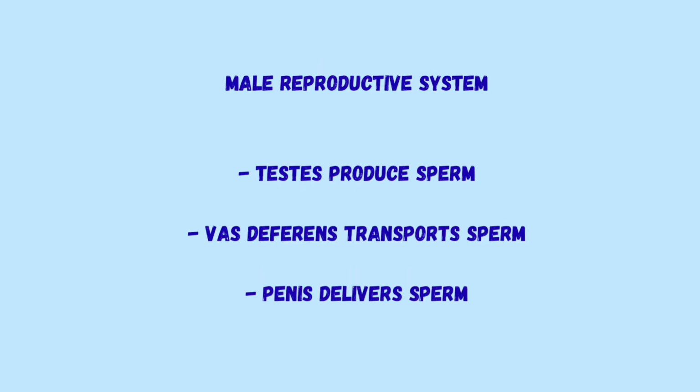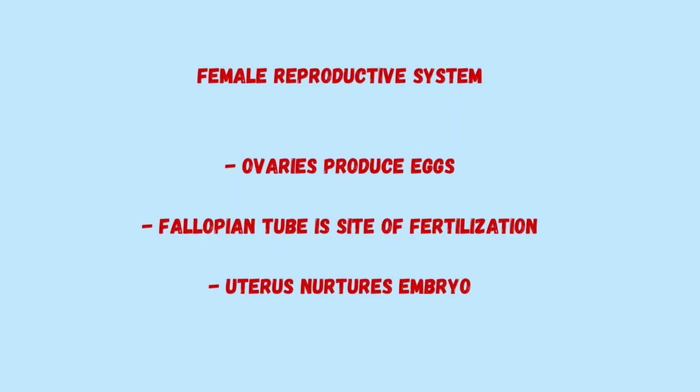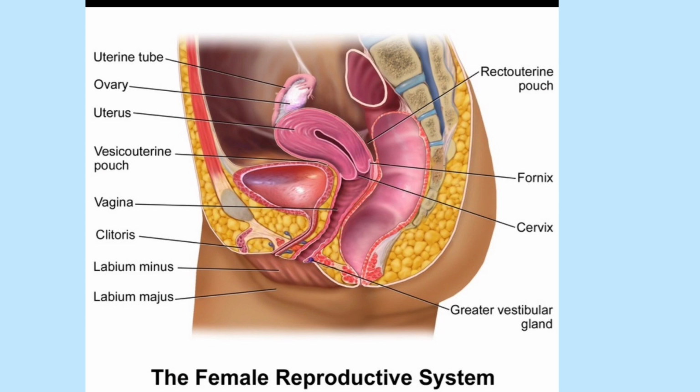Next is the male reproductive system. Testes produce the sperm. Vas deferens transports the sperm and penis delivers the sperm. Now the female reproductive system. Ovaries produce eggs and the fallopian tube is the site of fertilization. The uterus nurtures the embryo. Alright.